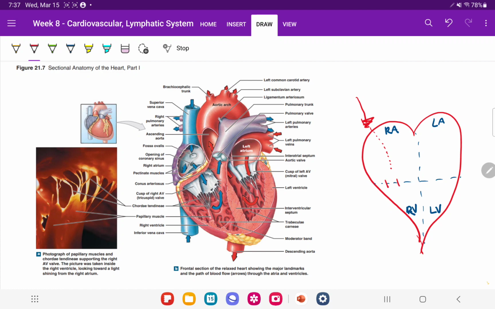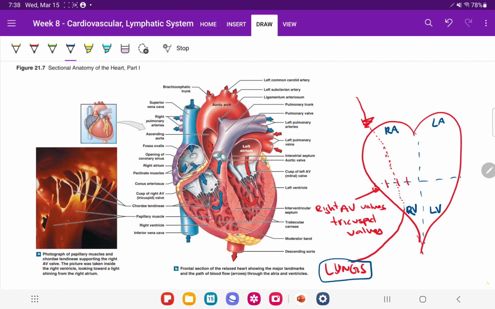It goes through these little trap doors in the floor to get to the right ventricle. These trap doors in the right side of the heart are called the AV valves, or the right AV valves. Particularly, these are called the tricuspid valves. So blood goes from the right atrium, travels through the tricuspid valves to get to the right ventricle. From the right ventricle, it goes to the lungs.